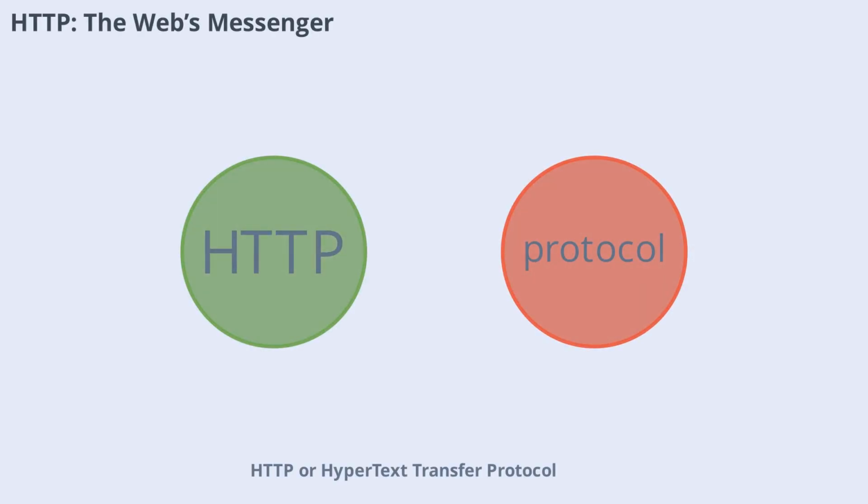HTTP, or Hypertext Transfer Protocol, is the protocol that enables communication between your browser and web servers. When you enter a web address, your browser sends an HTTP request to the server, which then responds with the requested web page. This process happens in milliseconds, allowing you to access information almost instantly. HTTP is the backbone of data transfer on the web, ensuring that content reaches you quickly and reliably.